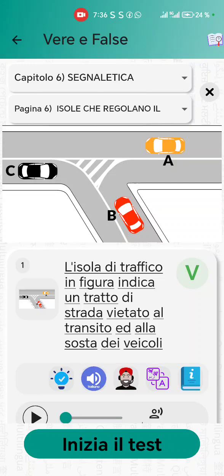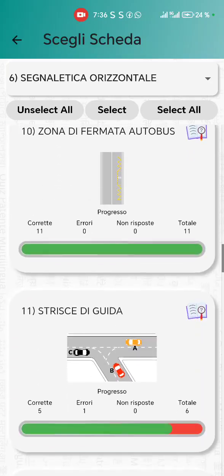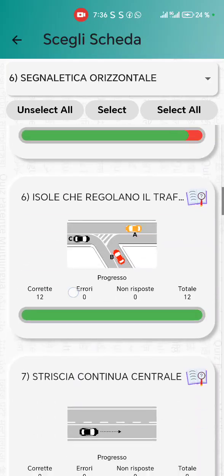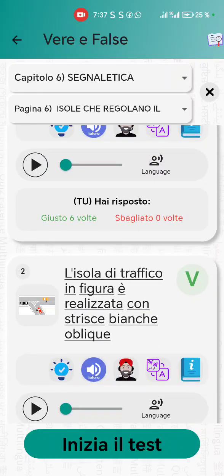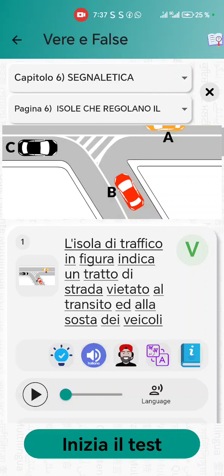It is like when they talk about the isolate traffic now. I want to try to talk about other things, so we can as well talk about isolate traffic. So let's just do only this one because of time. Now, you see isolate traffic in figura realizzata con strisce bianche oblique. So these white lines made like a cross, they call striscia bianca oblique. So now it is like a zebra line, you understand?